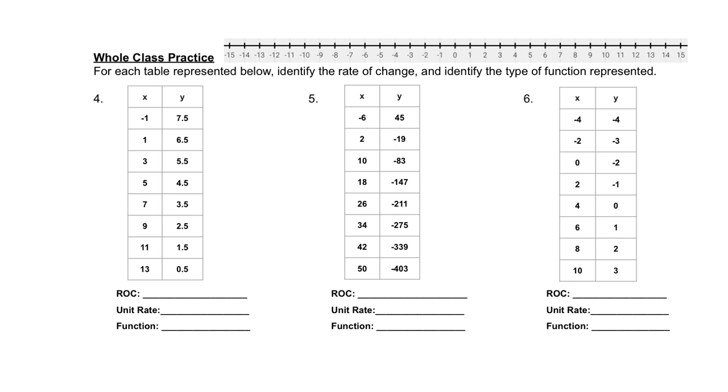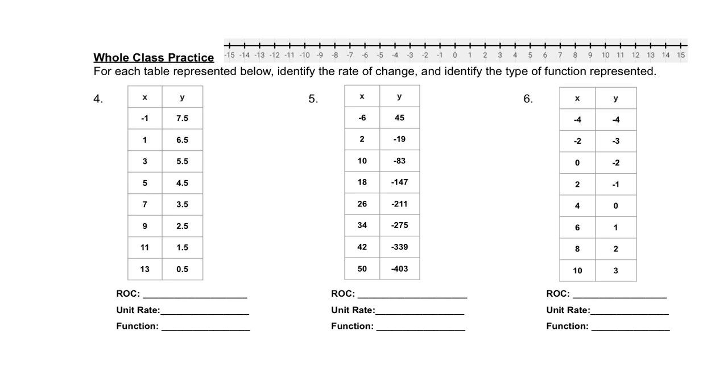At the top of the second page of your guided notes and practice packet, you'll see 3 more examples in the whole class section. We're still going to be looking at tables and identifying rate of change, including unit rate, and identifying the function type. So looking at question 4 right here, we have x values and y values. We are still needing to find the rate of change.